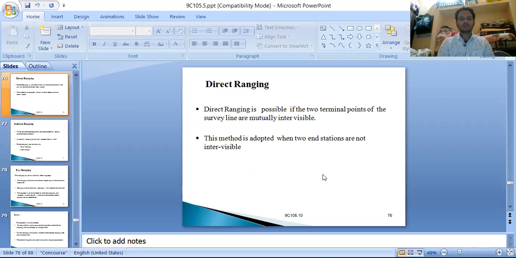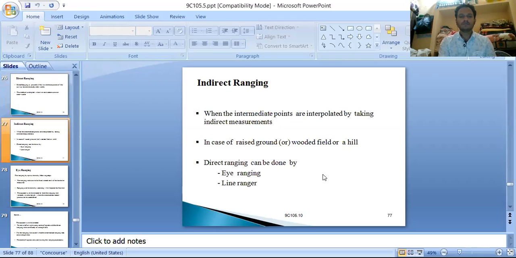Direct ranging is possible if the two terminal points of the survey line are mutually intervisible. This means from one station, the other station should be visible, and at the same time, from the other station, the initial station should be visible. In such cases, we can go for direct ranging. We have indirect ranging also. When intermediate points are interpolated by taking indirect measurements, such ranging is called indirect ranging. It is done in the case of raised ground or a hill.